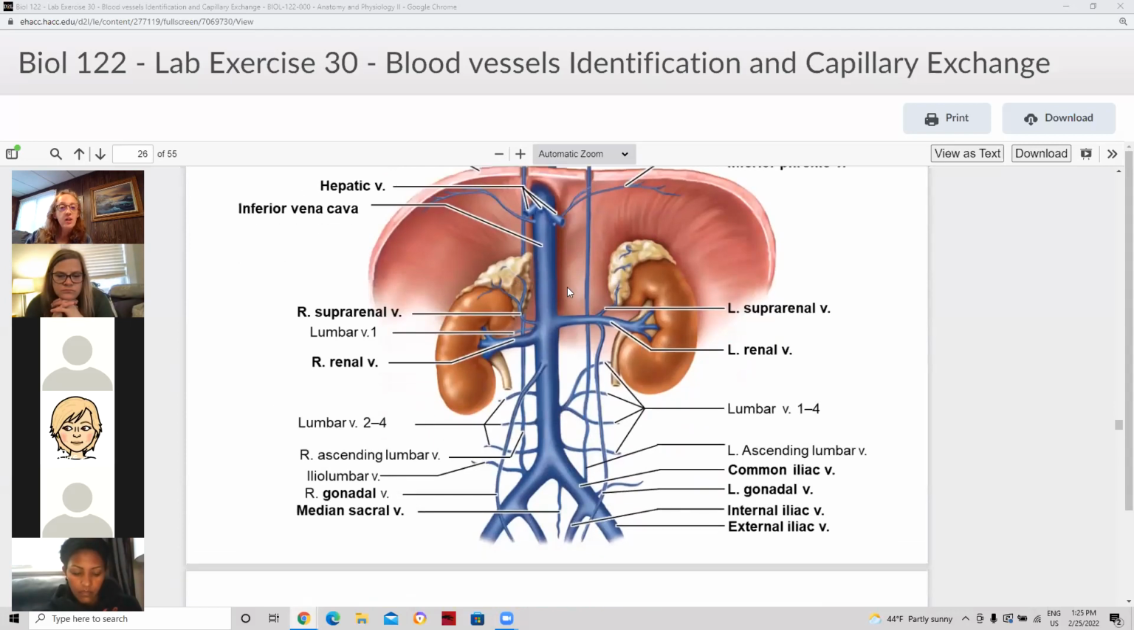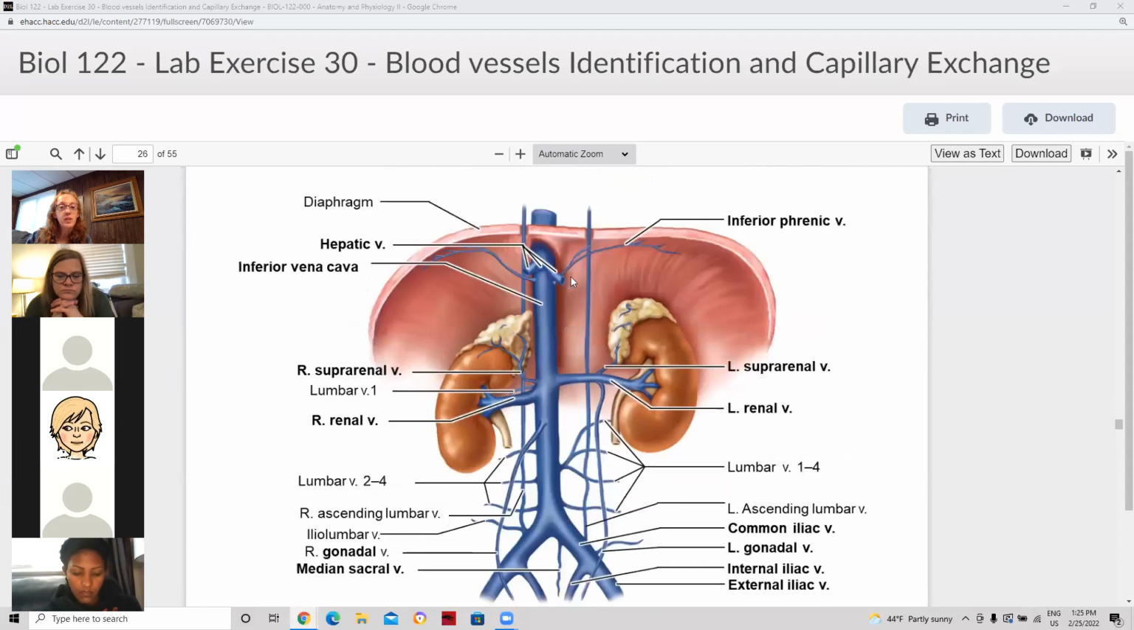Looking at the veins of the abdominal region, the inferior phrenic vein, just like you have an inferior phrenic artery, you're going to have an inferior phrenic vein, which is draining the bottom part of the diaphragm. You have hepatic veins, about the same place where you have the celiac trunk, with the aorta that would be right here.